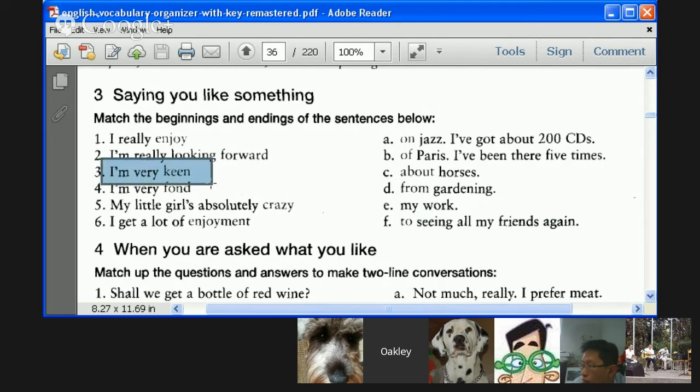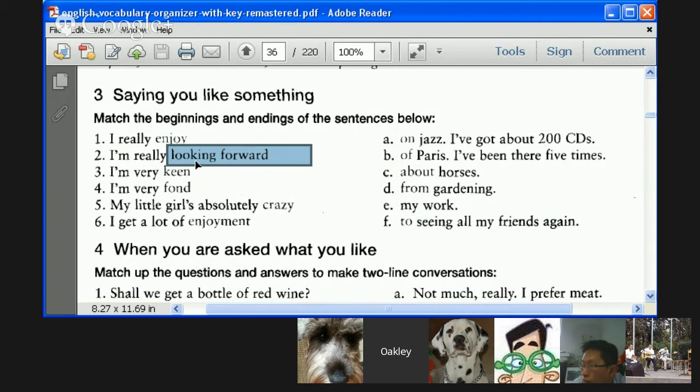Okay, number three. I'm very keen. Let me see. My friend, my wife, my garden. I'm very keen. No, I can understand, because in my language we don't have an expression like that.